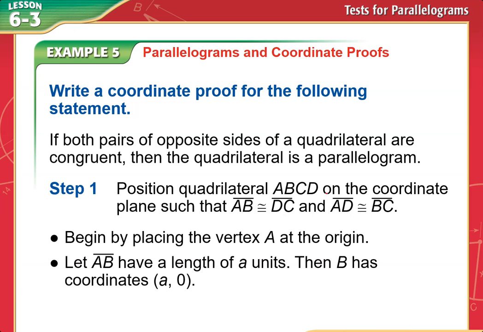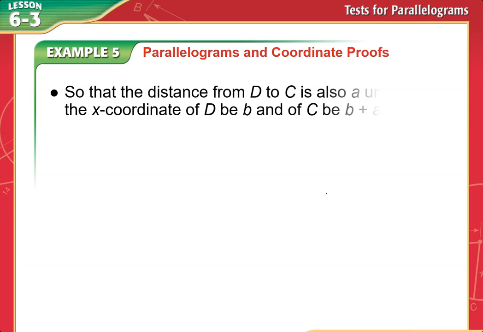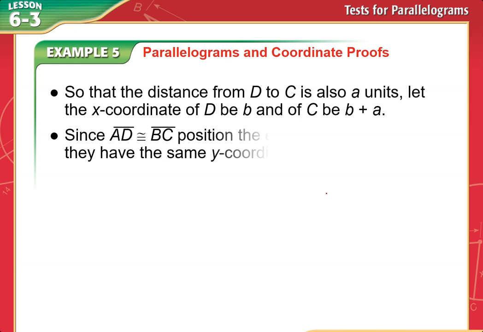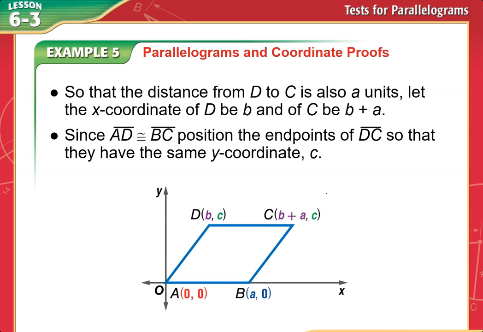So let AB have the length of A units. Then B has coordinates (A, 0). So if the distance from D to C is also A units, let the x coordinate of D be B and of C be B plus A. So here's the picture of it. And since AD should be congruent to BC, position the endpoints at D and C so that they have the same y coordinate, C.